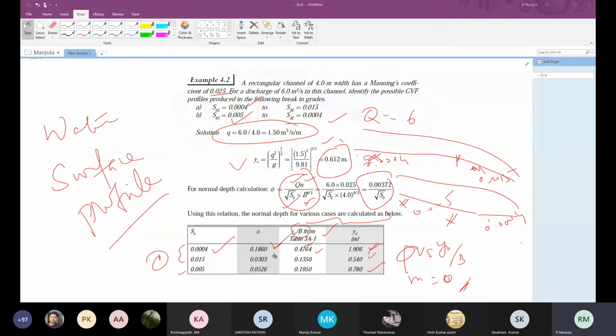Okay. Now what is the profile actually? How to estimate the profile? Type of a profile?